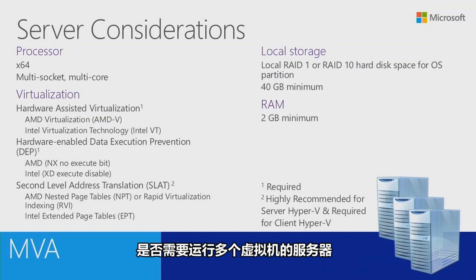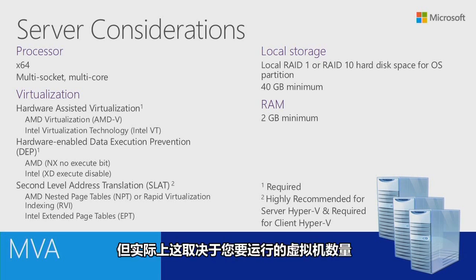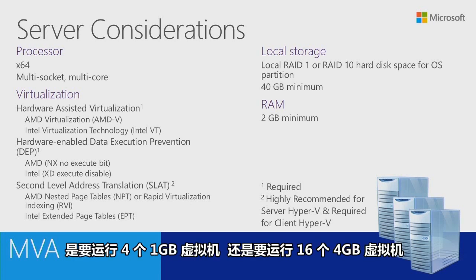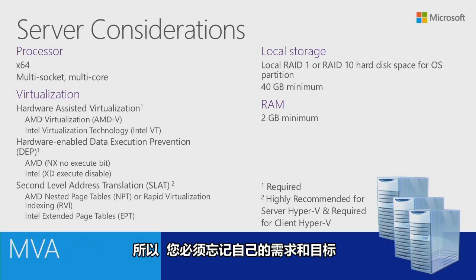When it comes to memory, it's really, what is your requirement? Is this going to be a server that runs a couple VMs? Is this going to run a couple dozen VMs? Is this going to run a couple hundred VMs? From a minimum standpoint, we've got to have 2 gigabytes of memory for Hyper-V, but really it is how many VMs you want to run. Are you going to be running 4 1 gigabyte VMs? Are you going to be running 16 4 gigabyte VMs? So you have to figure out what your requirements are and what the goals are that you're going after. So really that's the minimum, but the more memory, the more VMs.